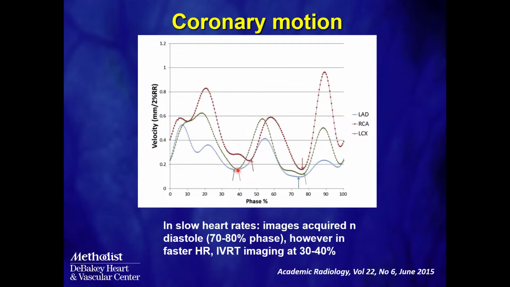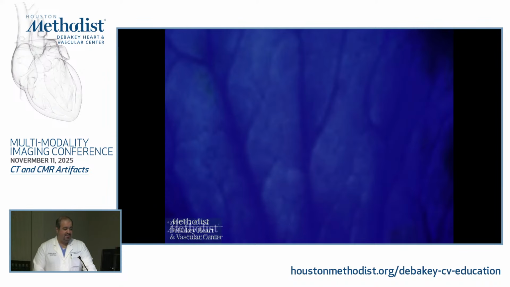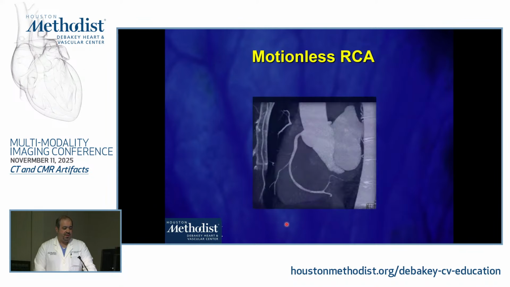And I'm going to use this quote-unquote isovolemic relaxation time, by definition after the aortic valve closes, before the mitral valve opens, to acquire my images. So patients with slow heart rate, image in mid to late diastole, or 70 to 80% of the RR interval. Patients with faster heart rate, use your systolic imaging acquisition.